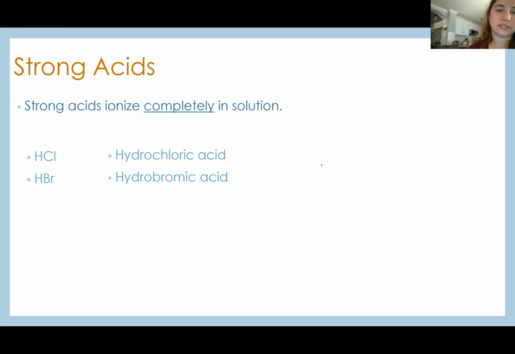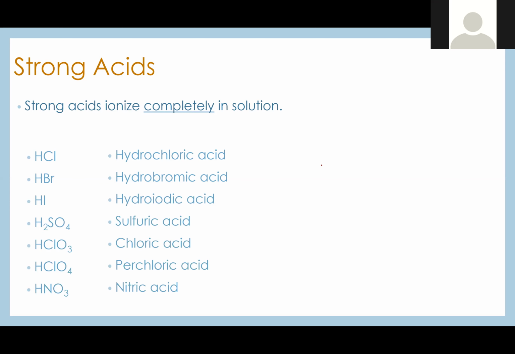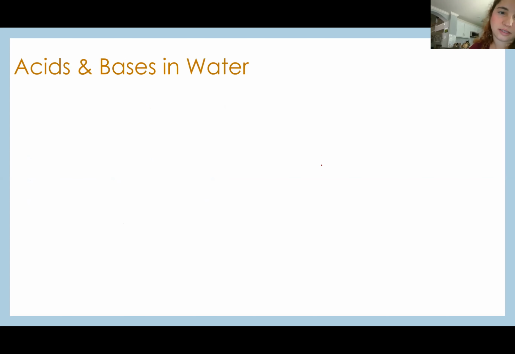Which halogen are we missing? Iodine. Right, so hydroiodic acid. And then there's 2 more. Perchloric. Yeah, I couldn't tell if you said chloric or perchloric, but both of them are strong acids. So here are our 7 strong acids. And I'll provide this slideshow when we're done here.